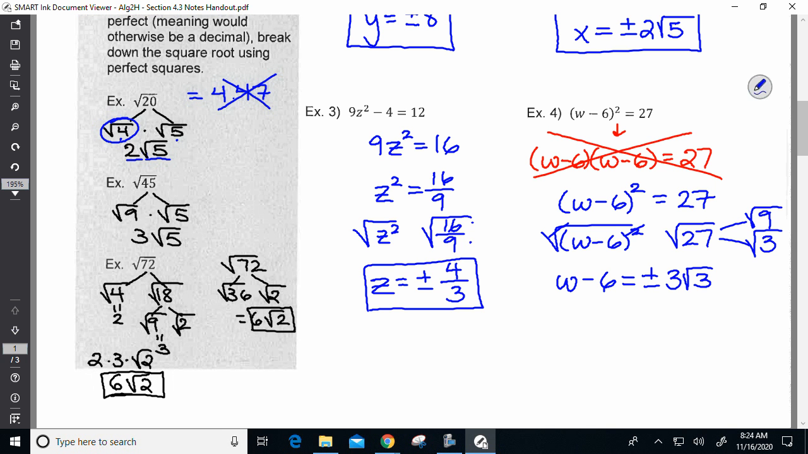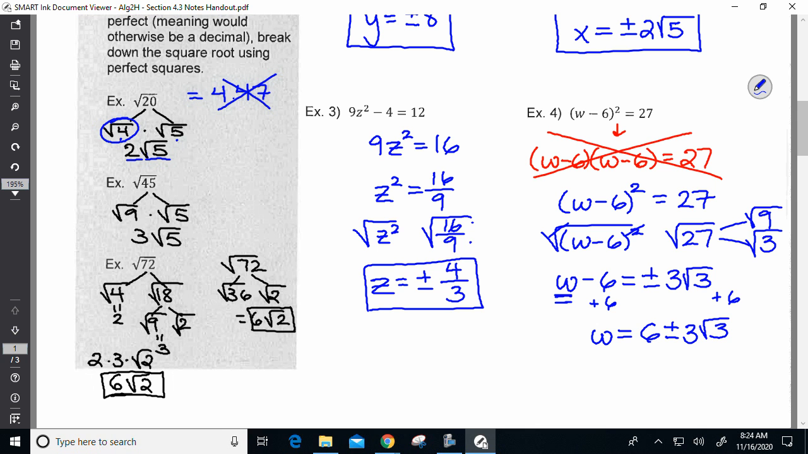W minus 6 equals plus or minus 3 square root 3. W is still not by itself, so we still need to get it by itself. You add 6 to both sides. So you wind up with W equals 6 plus or minus 3 square root 3.